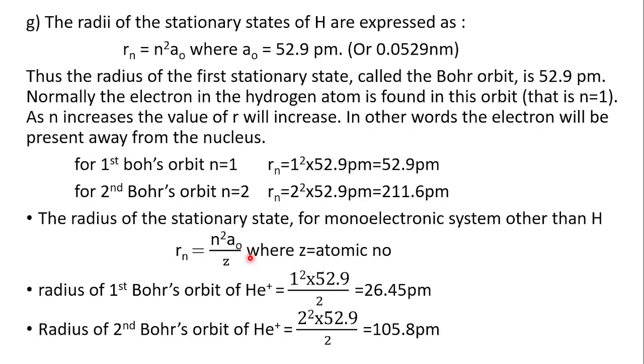Square a naught by z, where z is the atomic number. So for hydrogen the formula is n square into a naught, but for other atoms like helium, lithium, beryllium, if you are asked to calculate the radius then it will be equal to n square a naught by z. You have to divide the whole term by z, where z means the atomic number. Here the first Bohr orbit of helium positive ion is shown, so n is equal to 1 because it is the first orbit, and what is the value of z for helium? The value of z for helium is 2, so accordingly you will get the result. Similarly for the second Bohr orbit also you will get the result here.